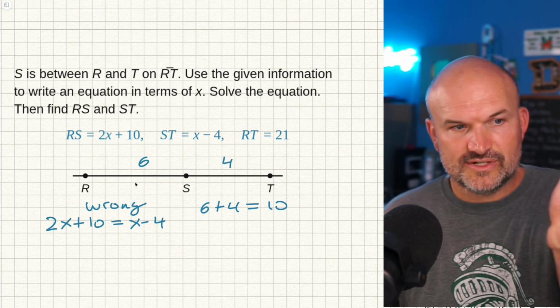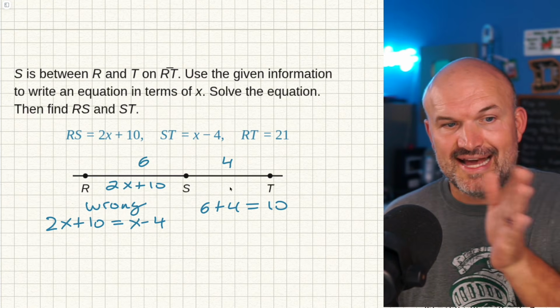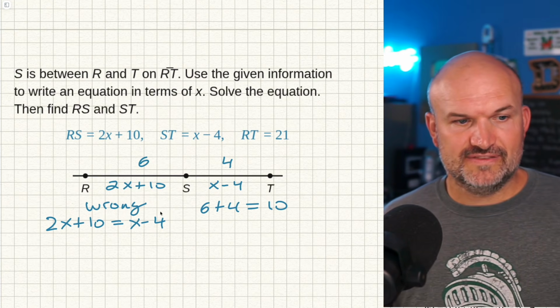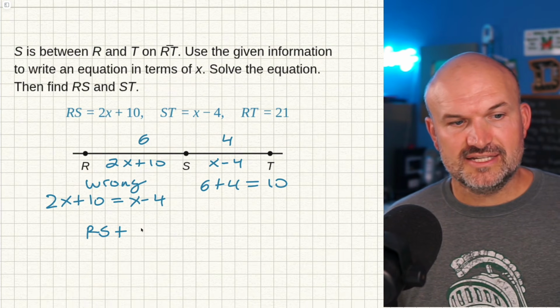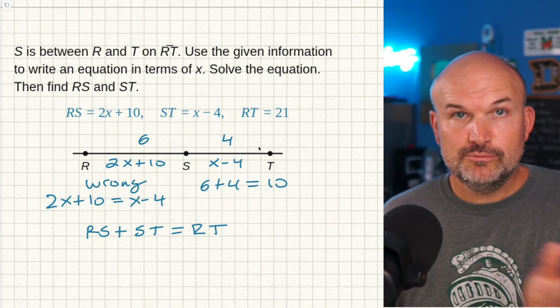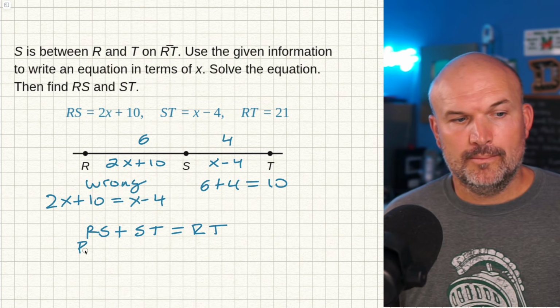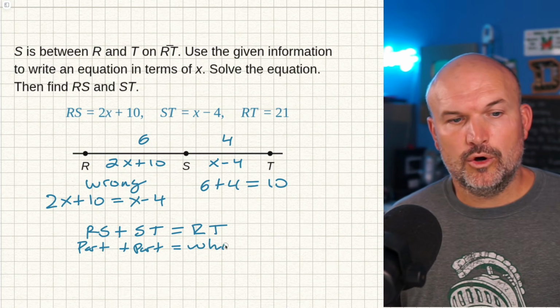Now in this case, they're saying RS is 2x plus 10. We don't know what x is. And they're saying ST is x minus 4. But using this understanding of the segment addition postulate, we know that RS plus ST is equal to RT, right? The two parts are going to add to give you the whole. Part plus part equals whole. Part plus part equals whole.